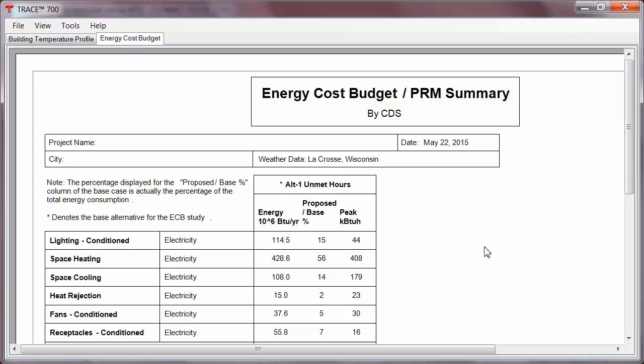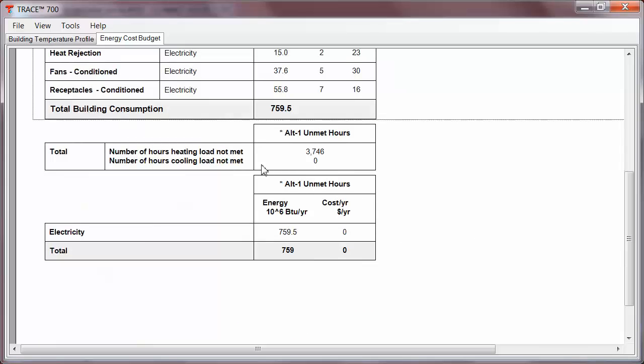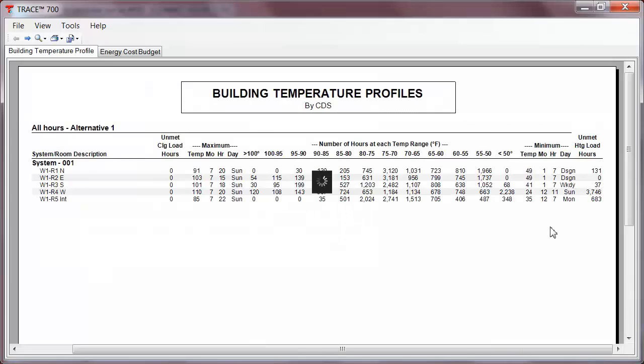To help identify unmet hours, there are two reports that can be used. The first is the Energy Cost Budget Report, which will give the cumulative number of unmet cooling and heating hours per alternative. This report will give a good high-level overview regarding any potential problem areas. In this example, we can see that we have a total of 3,746 unmet heating hours that need to be addressed.